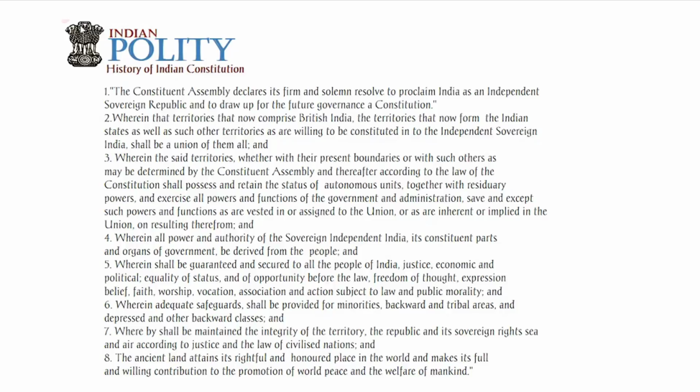This resolution was unanimously adopted by the Assembly on January 22nd of 1947. It influenced the eventual shaping of the Constitution through all its subsequent stages. Its modified version forms the preamble of the present Constitution.